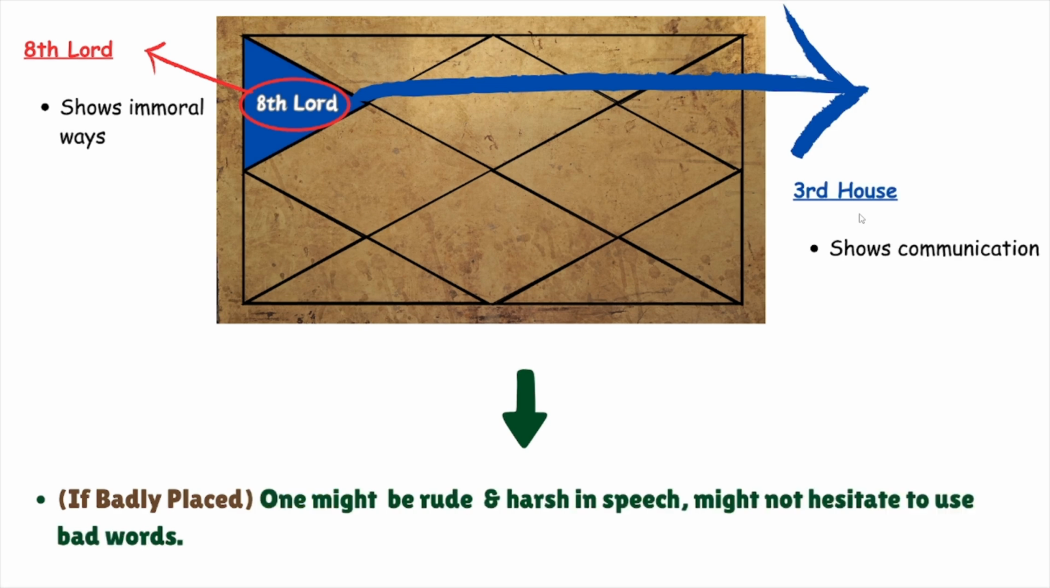Especially if it is very badly placed. Now, eighth lord is a lord which leads us to the immoral path in life, and third house is the house of communication. So, if this is badly placed, eighth lord is trying to spoil your way of speech. Okay, you could become rude and harsh while talking to other people, and you might not even hesitate to use bad words. So, one has to be careful with what one speaks with this placement. Try to be nice with people around you and try not to hurt others, especially with your words.